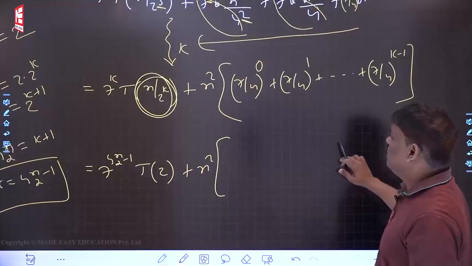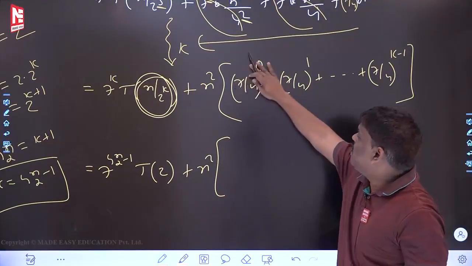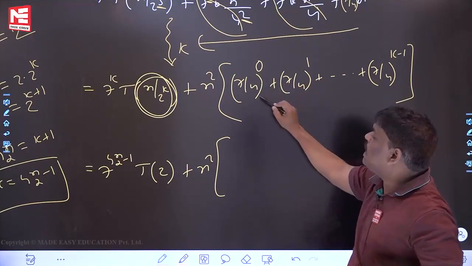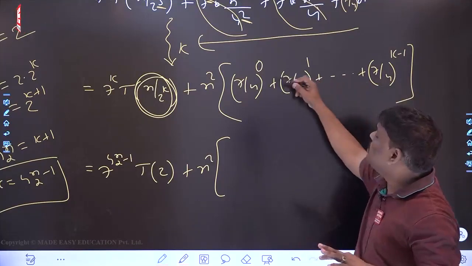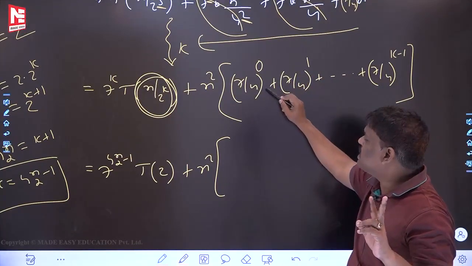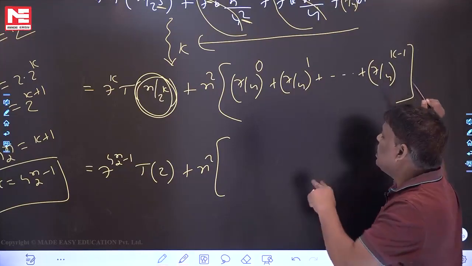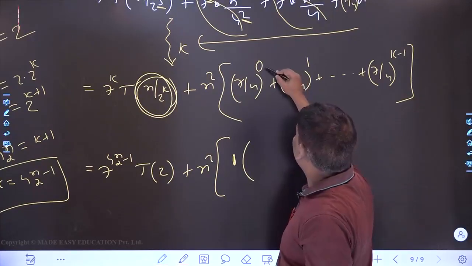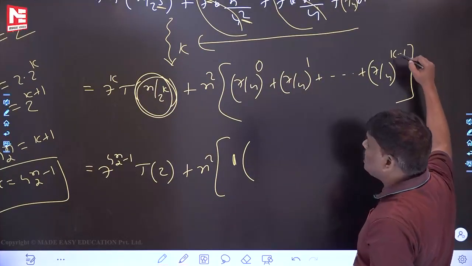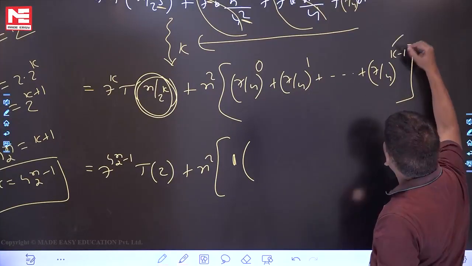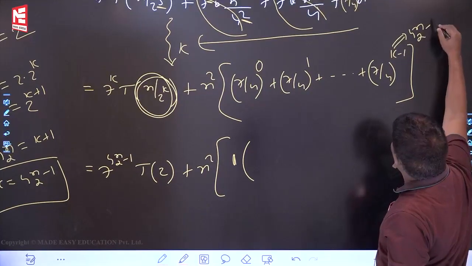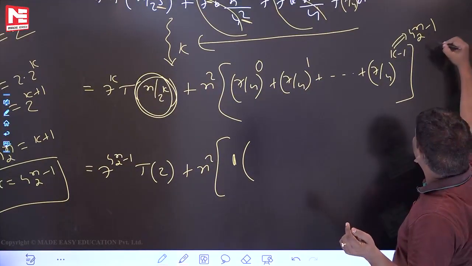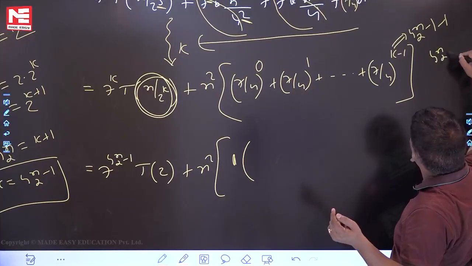Can you help me with one small line now? See, it is a power 0, a power 1, a square, a cube, everything in the GP. In this GP, what is the R value? 7 by 4. Is it less than 1 or more than 1? It is more than 1, right? That formula, what is the answer? A into 1 into. Can you see how many terms are there? 0 to k minus 1. What is the k value? We already did it: log n base 2 minus 1. So the k value is log n base 2 minus 1, minus 1, totally becomes log n base 2 minus 2.